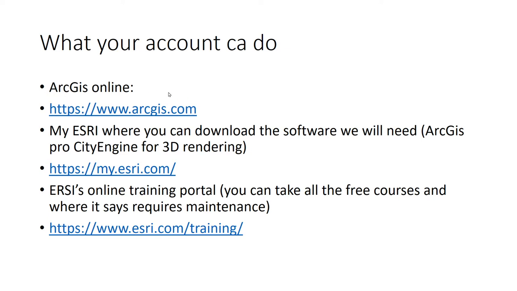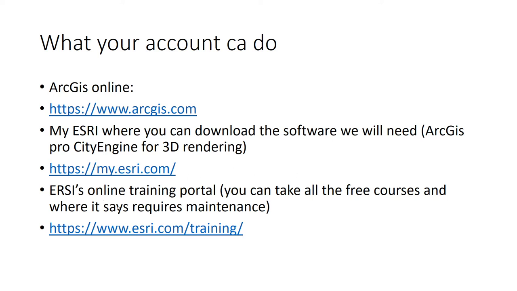And here you can access these online things. You can also go to My Esri. You will have received an email specifically with a token that you can enter to be able to get access to My Esri. For My Esri, the main thing you can do there is that you can download the other Esri products that you might be needing, so ArcGIS Pro or CityEngine if you're doing 3D rendering. So all of this can be done from My Esri.